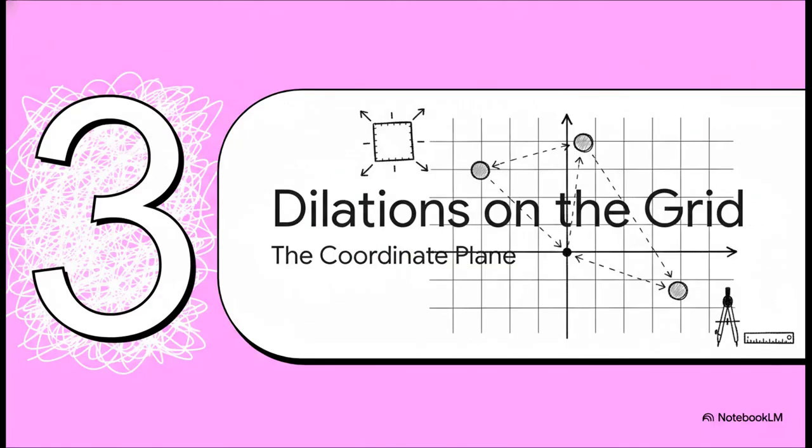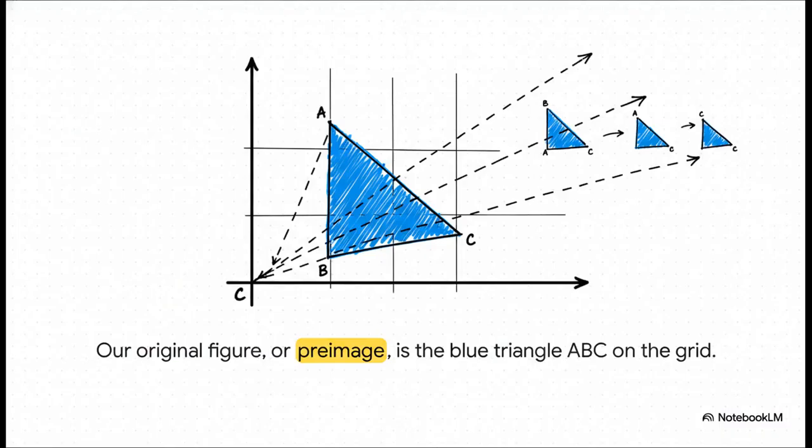Okay, so that's the theory, but how does this actually look in practice? Let's jump onto a coordinate plane and see how it works with a few points. All right, let's start with this simple blue triangle, ABC. We call this our pre-image. That's just the fancy word for the shape we're starting with before we do anything to it.